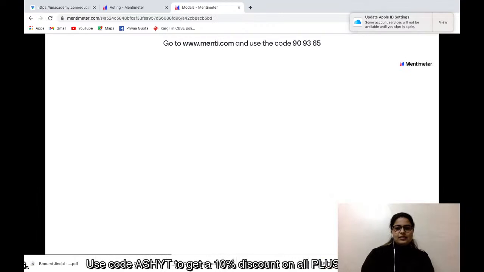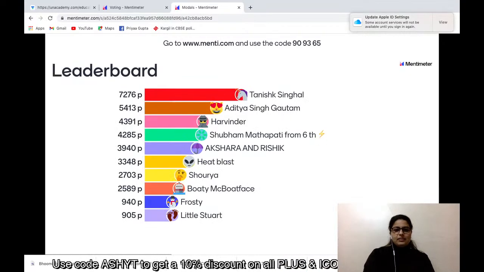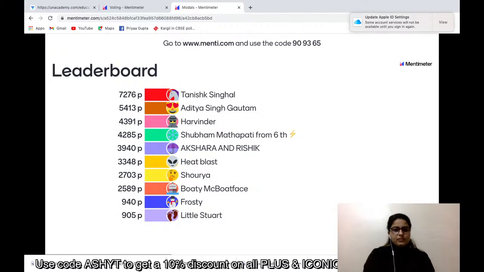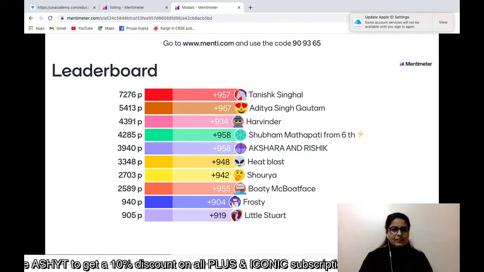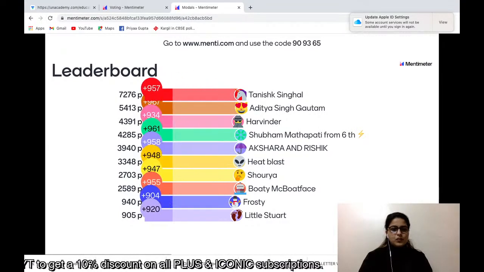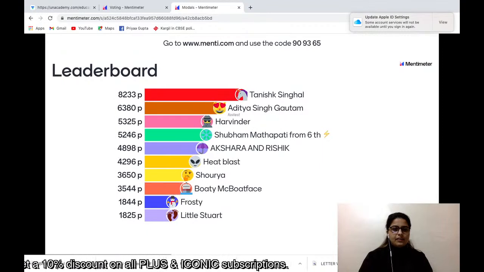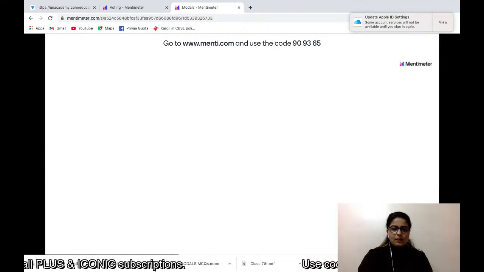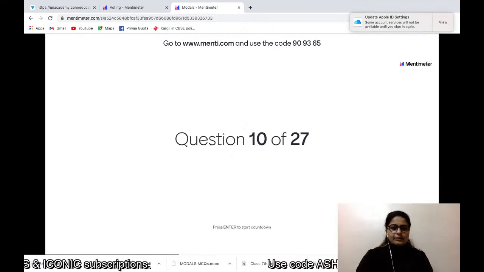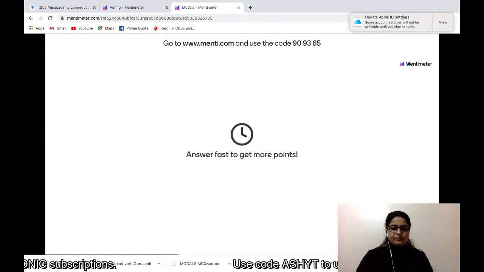Wonderful. I think the rank will remain the same because everybody was right in this. You have increased your scores. Very well. The ranks remain the same. Tanishq, Aditya, Harvinder on the top and others to buck up. Let's move ahead.